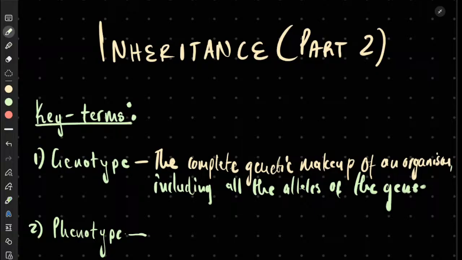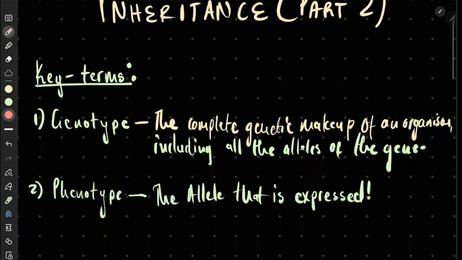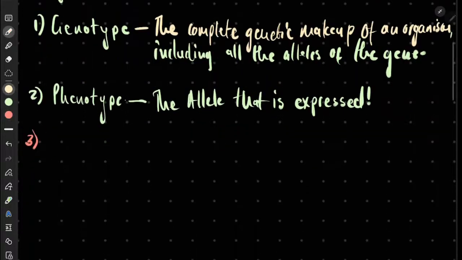Then when we say phenotype, now we are talking about the allele that is expressed. Which one is expressed? The allele that is expressed, that is what we say is our phenotype, the observable part, what we can see. Are we together, class? Hello? Then we said we have the word homozygous.